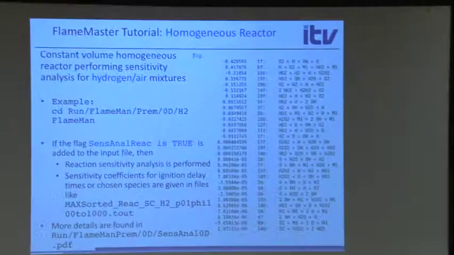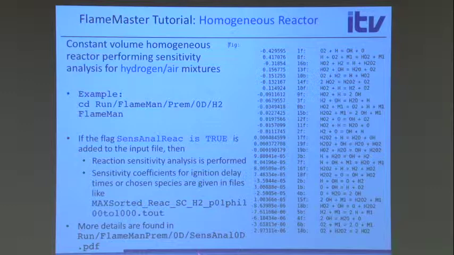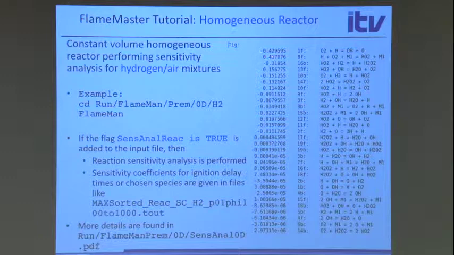And then also we can do sensitivity analysis. So if I just in the input file I add this line, sensitivity analysis is true, then it will do a sensitivity analysis. And you see a report here, the ignition, the sensitivity coefficient of ignition delay time with respect to different reactions. This is sorted here by magnitude. And you see, what a surprise, the most important reaction here for the ignition delay time of hydrogen is the reaction O2 plus H. Are you surprised? Who is surprised? No one is surprised.